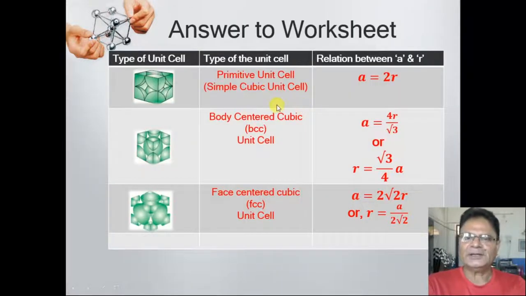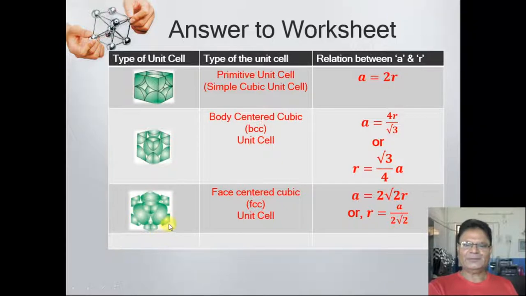This is the answer of the worksheet. I think you have already completed it. This unit cell is primitive unit cell or simple cubic unit cell, and in this case the relation between A and R is A is equal to 2R. This is body centered unit cell, and in this case A is equal to 4R by under root 3, or R is equal to under root 3 by 4A.